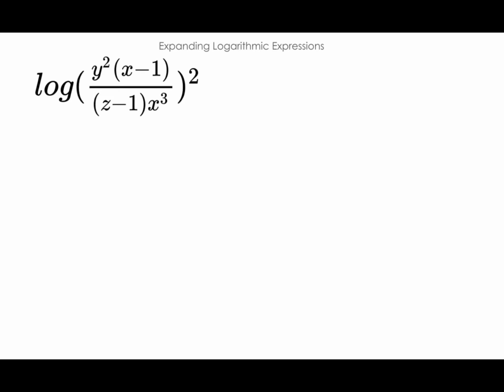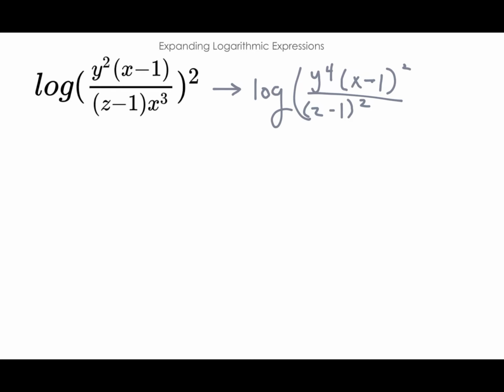So I'm going to start by squaring everything. We're going to have log y squared becomes y to the 4th. X minus 1 squared is just x minus 1 squared. Z minus 1 squared is just z minus 1 squared. X cubed squared becomes x to the 6. So now I have just one single exponent on everything, so we can start applying our rules.